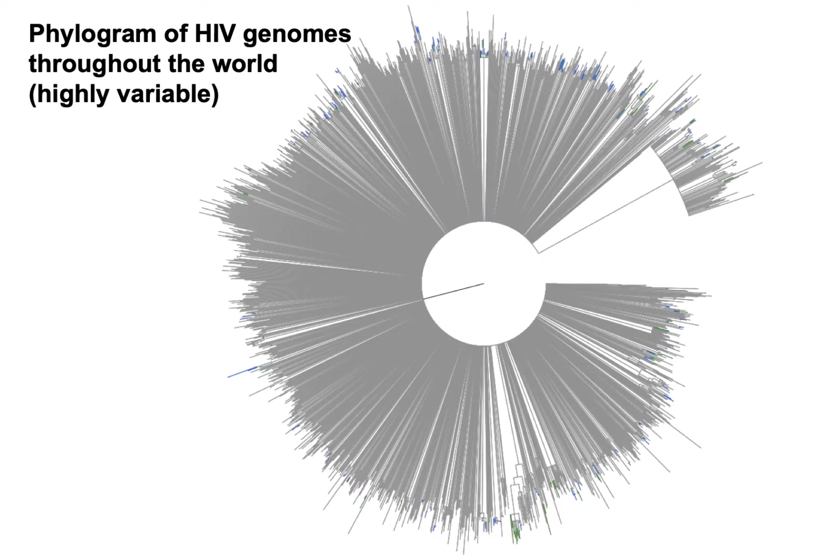As I indicated before, RNA viruses mutate at much higher rates than do DNA viruses. So this is actually a phylogram of HIV genomes throughout the world, and you can see that there's a great deal of variation in those different strains, and you can already see that from the fact that there's an HIV-1 and an HIV-2, but even each of those is quite variable as well.